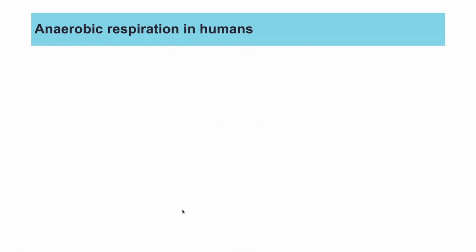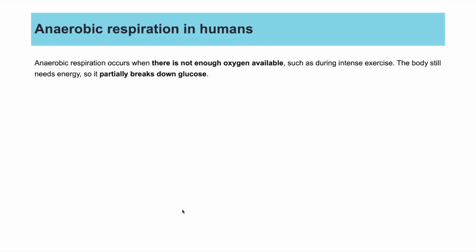Now let's move on to anaerobic respiration in humans. So anaerobic respiration occurs when there's not enough oxygen available, but you still have to respire because energy is required for that whole list that we talked about earlier. But basically you need energy for all chemical reactions. And if you're doing intense exercise, you are probably not going to be able to get oxygen into your body and to all of the cells fast enough to be able to continue to respire aerobically.